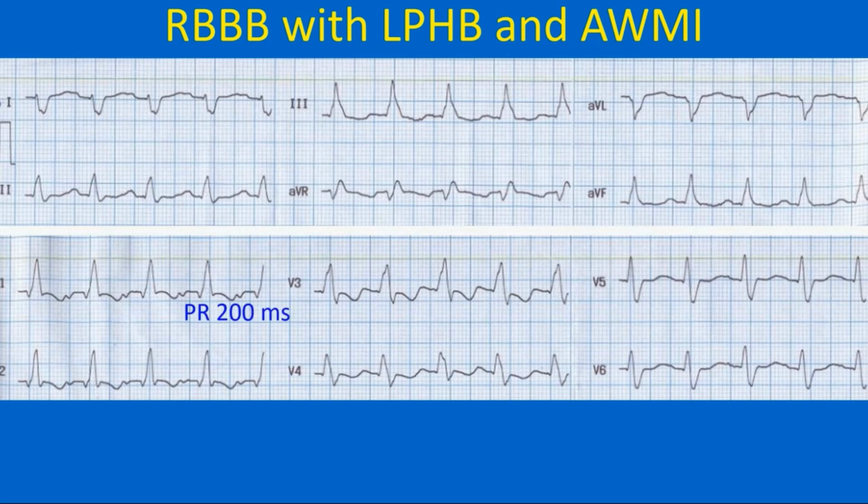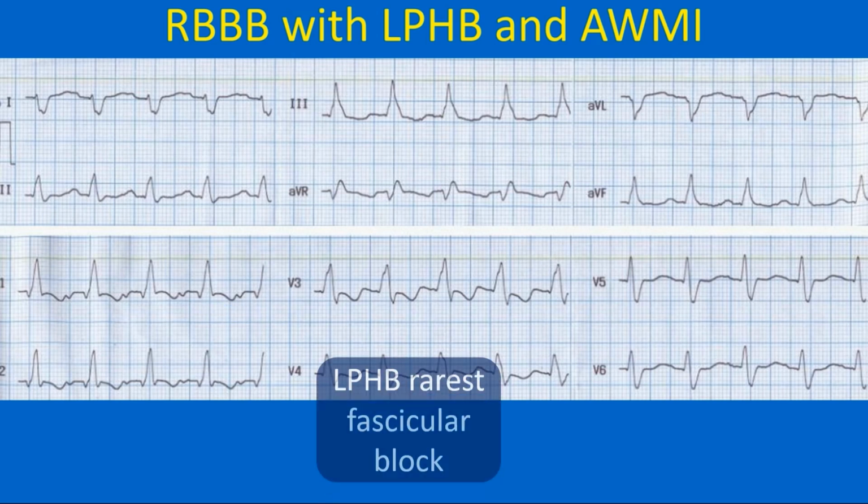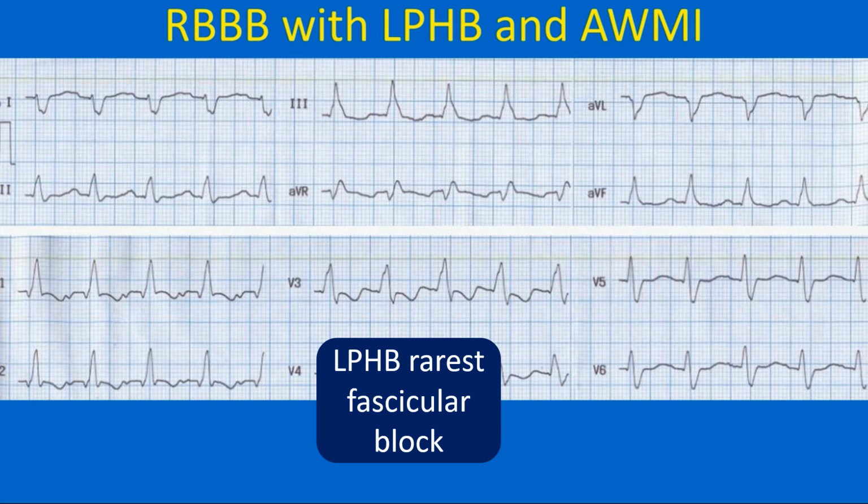The PR interval is borderline at 200 milliseconds. If PR interval is prolonged in this combination, it becomes trifascicular block. Left posterior hemiblock is the rarest of the fascicular blocks as it is spared in most cases due to dual blood supply. For the same reason, left posterior hemiblock carries a poorer prognosis.